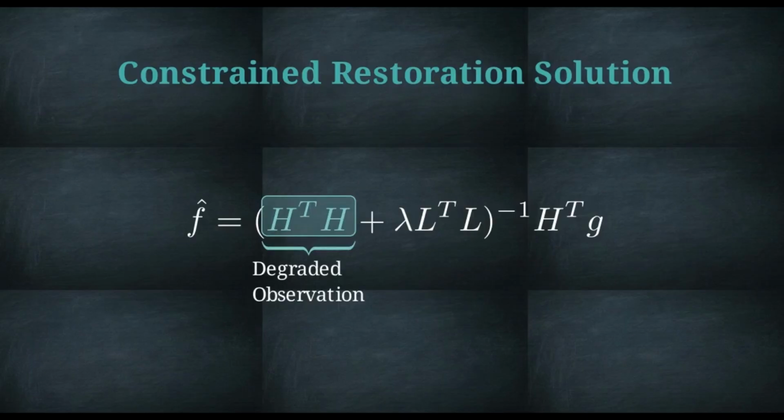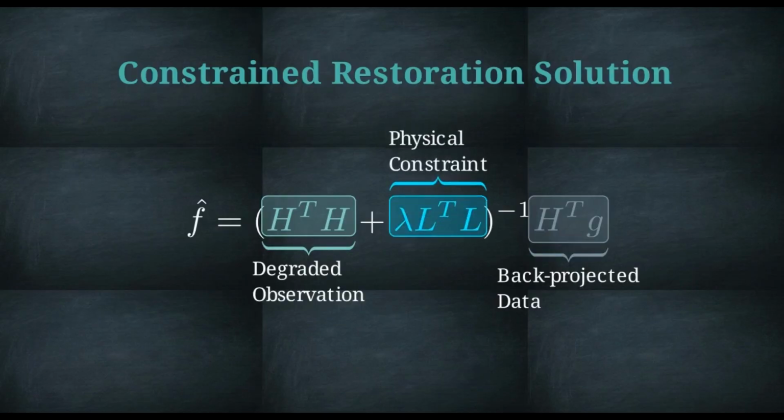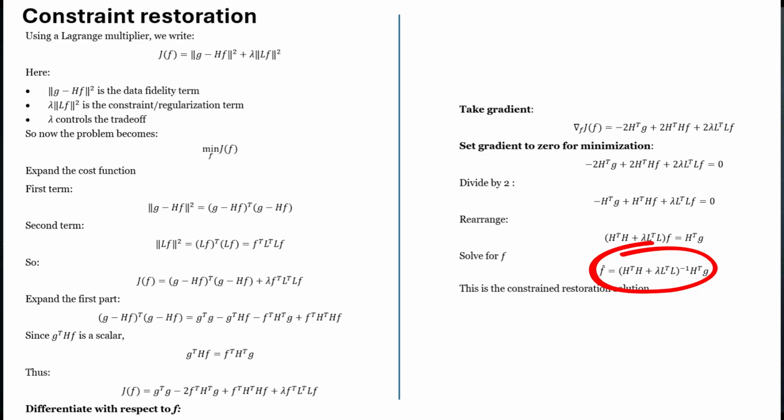H transpose H comes from the degraded observation. H transpose G represents the raw observed data back projected into the target space. The addition of L transpose L represents the mathematical enforcement of the physical constraint, scaled by lambda. This single equation represents a closed-form harmony, resolving the conflict between trusting flawed sensors and requiring a physically meaningful result.